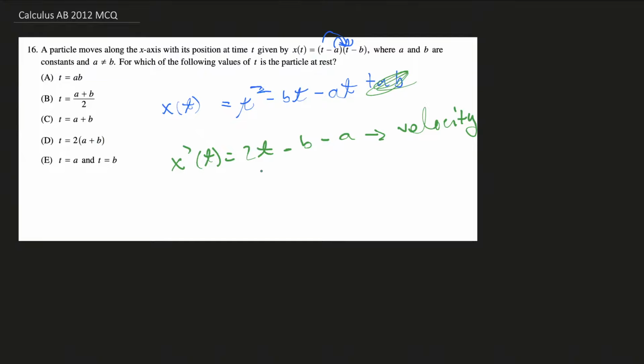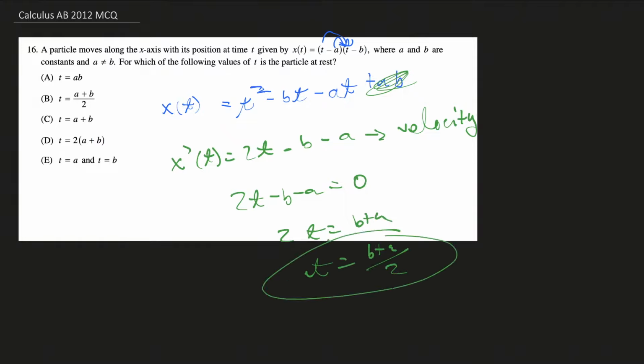So if I set x prime of t equal to 0, that tells me where the object is at rest. 2t is equal to b plus a, t is equal to (b plus a) over 2. So this is the time the particle is at rest. So 16 is going to be b.